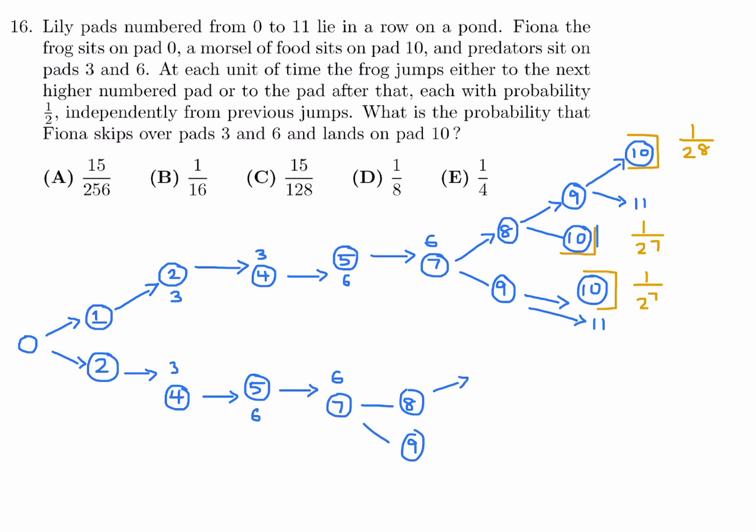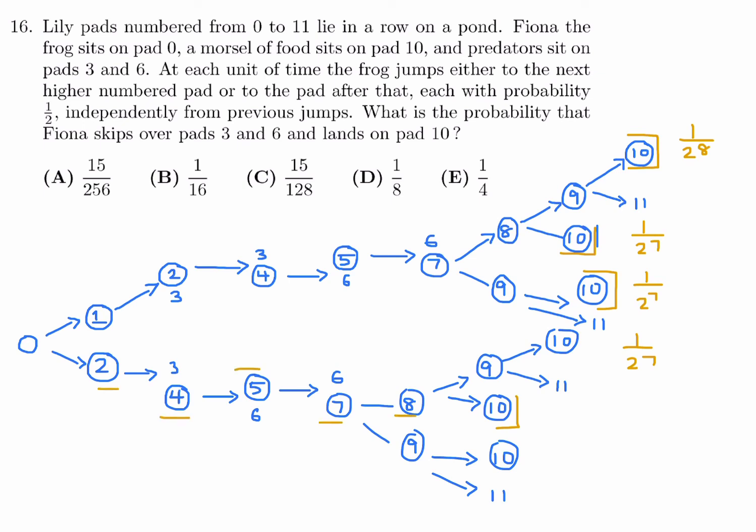From 8, you can go to 9 or 10. 10, you win. From 9, you had to keep going, either 10 or 11. And this one, you win. From 9, this 9, you can go to either 10 or 11. And here you win. Okay, so now let's figure out the probabilities of these guys. To get to this 10 right here, 1, 2, 3, 4, 5, 6, 7. So again, we have a 1 half to the power of 7. So 1 over 2 to the power of 7. To get to this 10, let's see here, it's going to be 1, 2, 3, 4, 5, 6 this time.